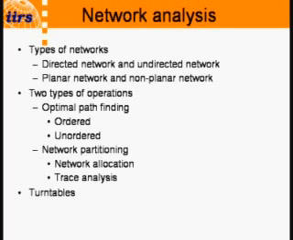There are different types of networks, like a directed network or an undirected network. You have natural networks like water bodies, and you can even have a road network, which will be a different network. So there are two types of operations possible through network analysis. One is optimal path finding, that is, what is the optimal route from one point to another. The second is network partitioning, like network allocation, where you can define an area which a particular point will serve. And then you can do the trace analysis and the turn tables.